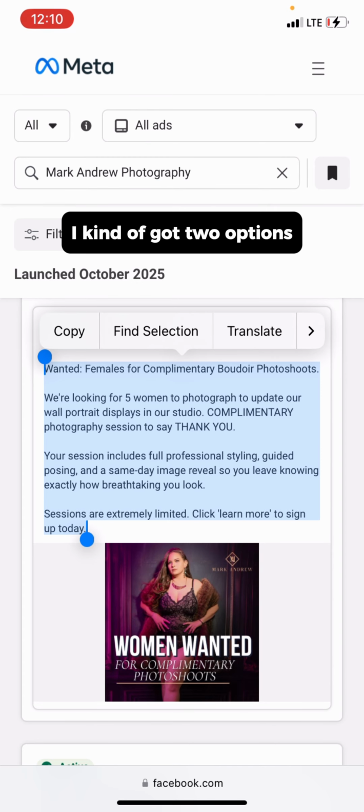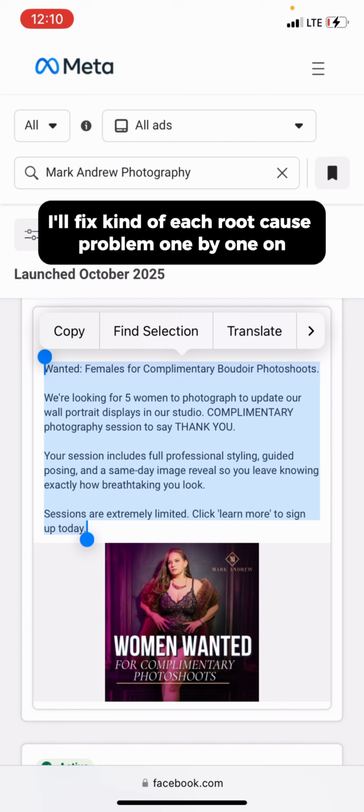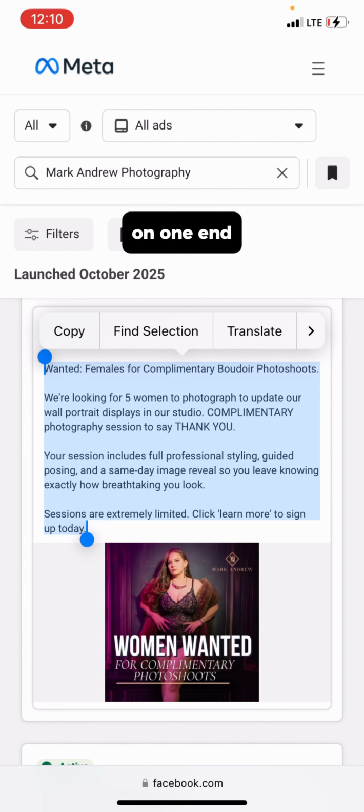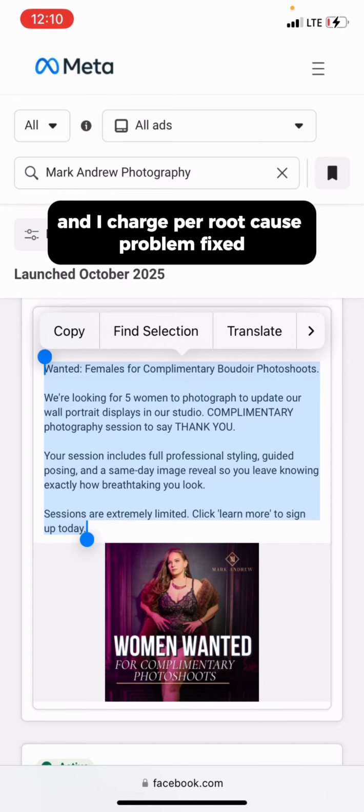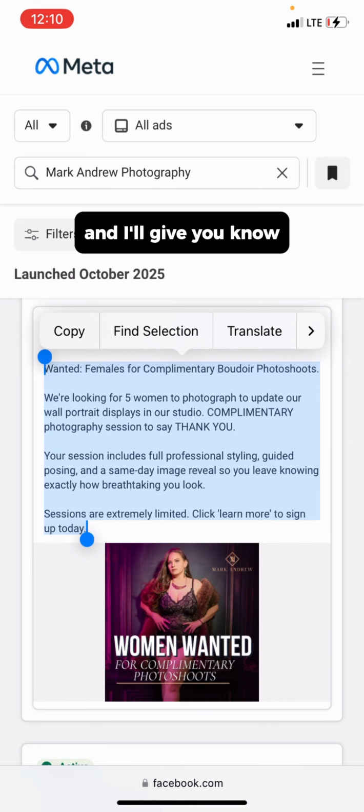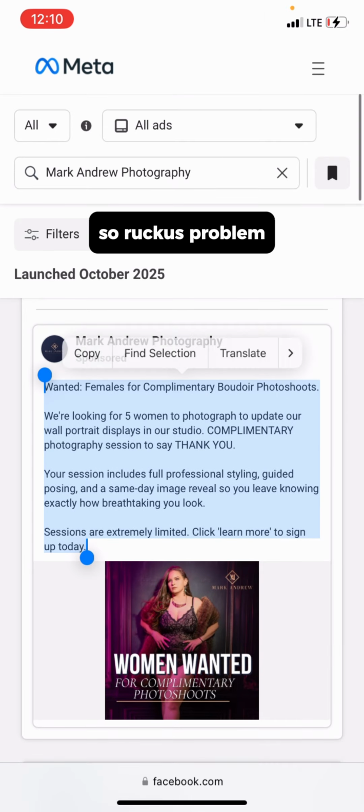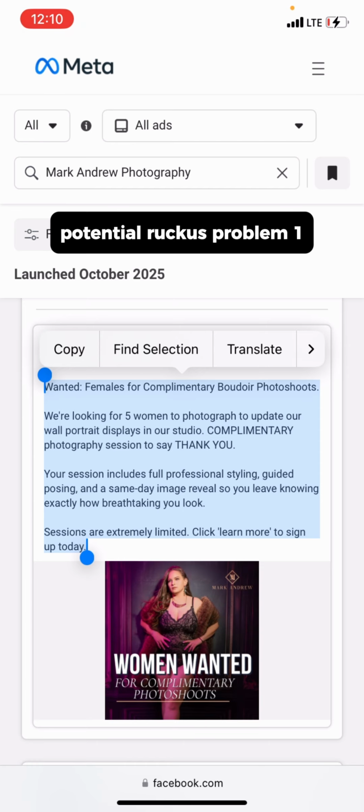I kind of got 2 options. The first one is I'll fix each root cause problem one by one on one ad. And I actually squished the 10 mistakes down to 5 root cause problems, and I charge per root cause problem fixed. And I'll give you a quote right now. So potential root cause problem 1, does it look like an ad? Yes. So that is root cause problem 1.